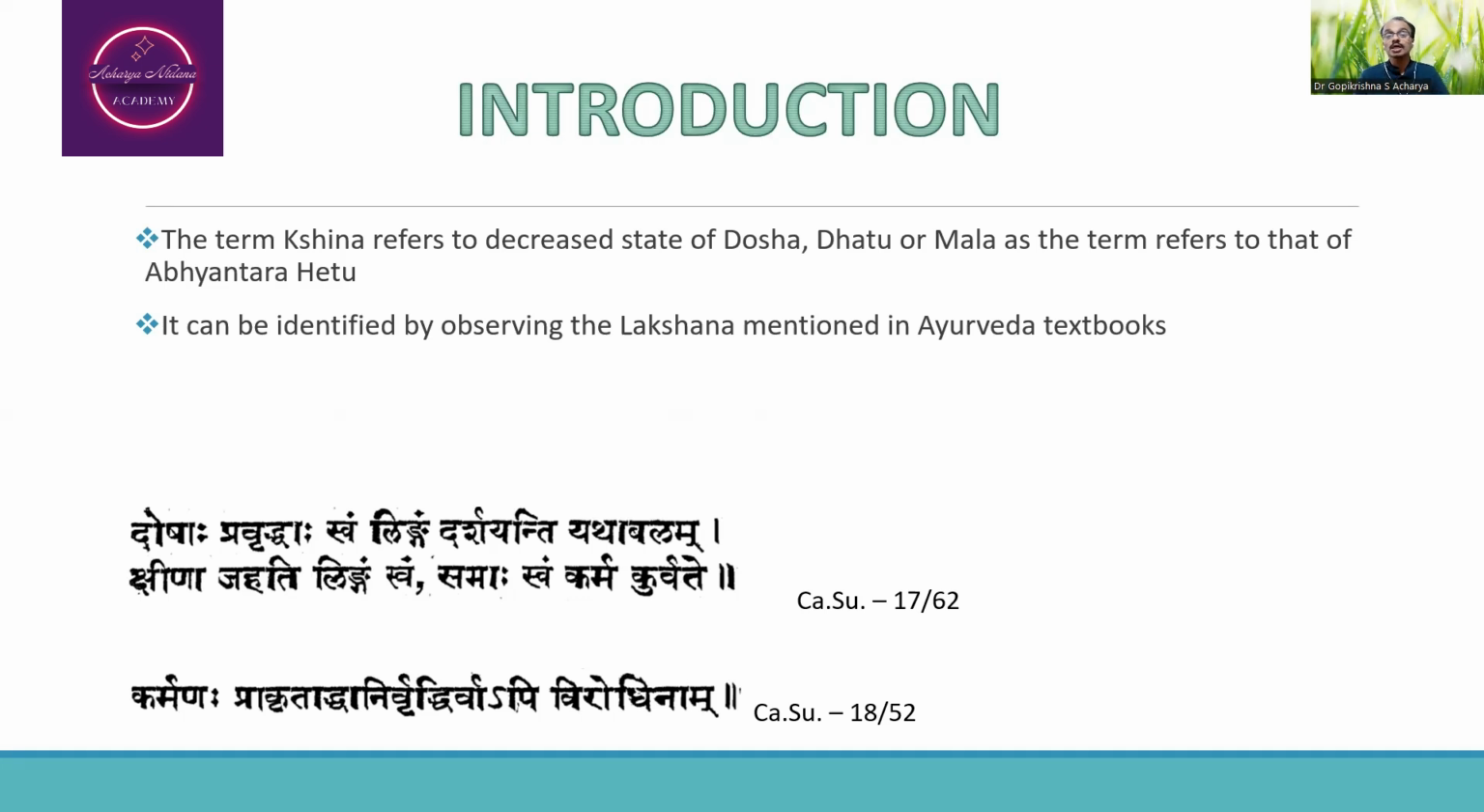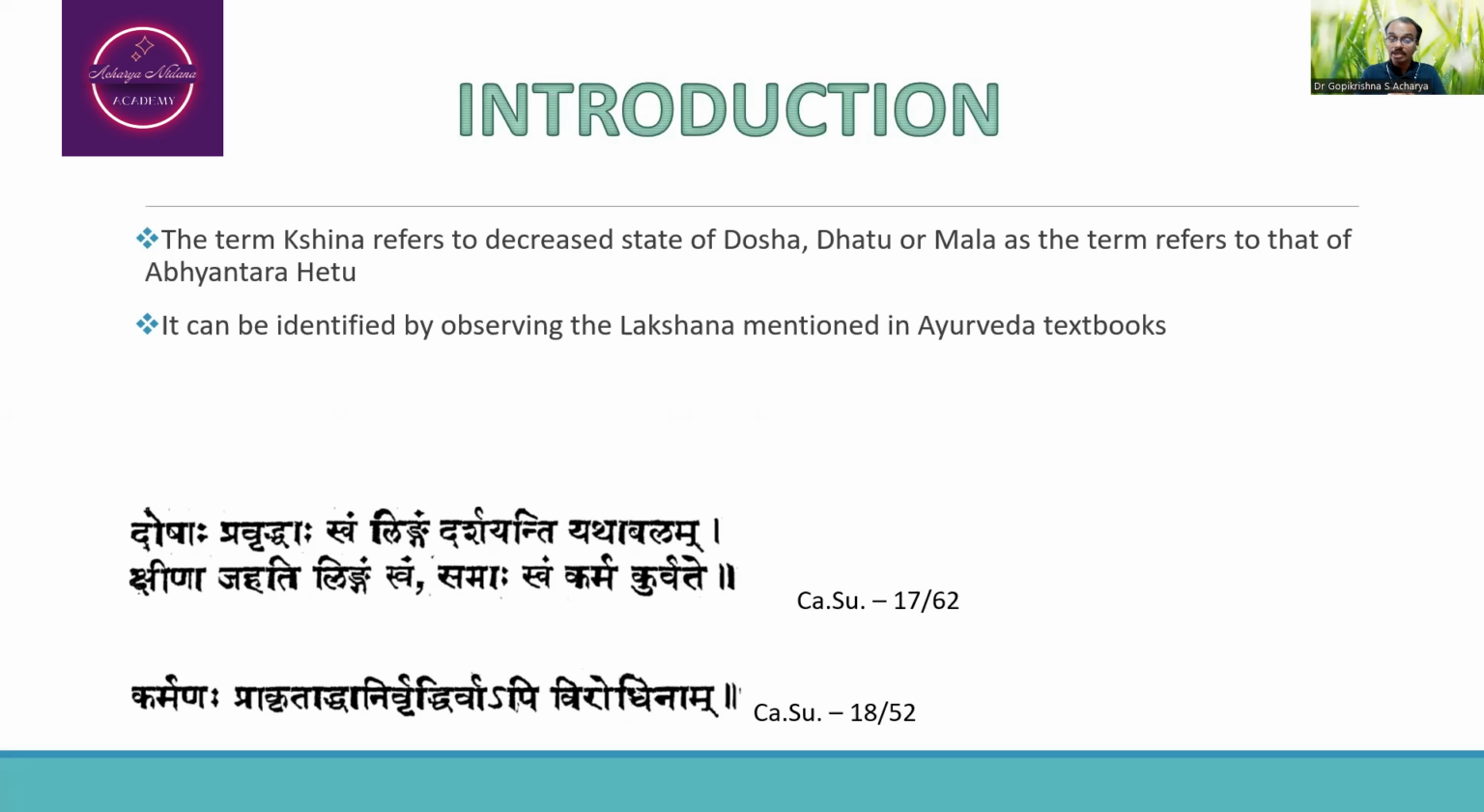Dosha pravruddha swam lingam darshayanti yathavala. Kshina jahati lingam swam samaha swam karma kurvate. Kshinaha jahati lingam swam. If the dosha are present in the Kshina stage, that will be responsible for the decreased functioning of the particular dosha or the dhatu or mala.